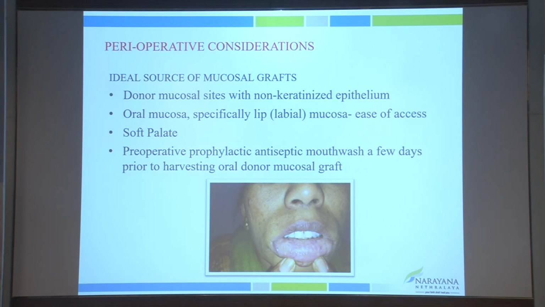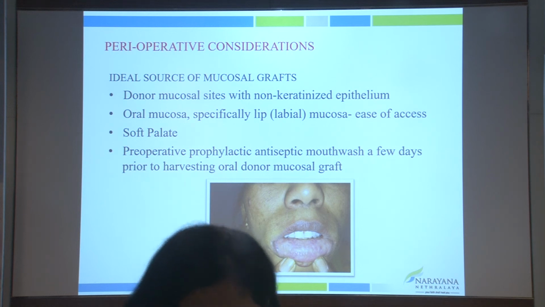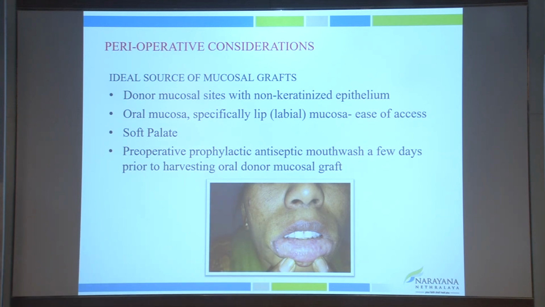What is the ideal source of the mucosal graft? Of course, we need something which has a non-stratified, non-keratinized epithelium, because those are rough. So the easiest place that we have access to is the oral mucosa, and usually we take the labial mucosa. In that also, the lower lip gives us the best and largest access, so that's our first choice. But we can always take from the upper lip or the buccal region or even the soft palate. Hard palate is avoided. Prophylactic antiseptic mouthwash for a few days would help.